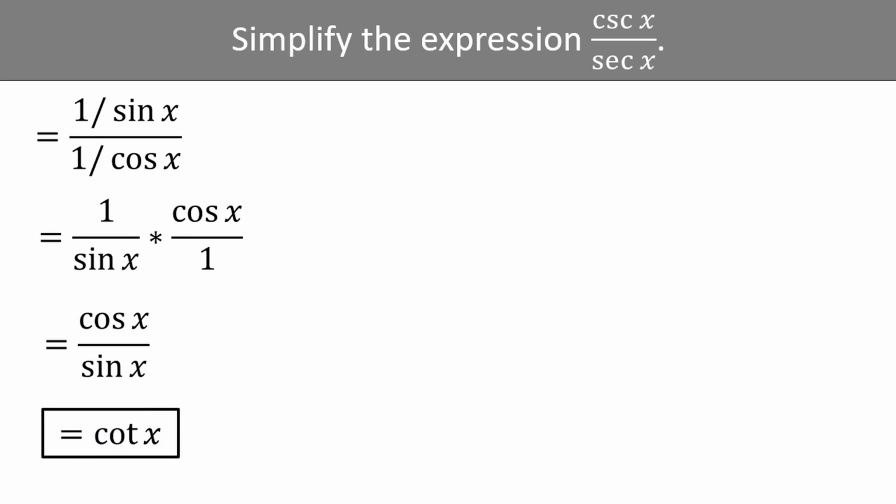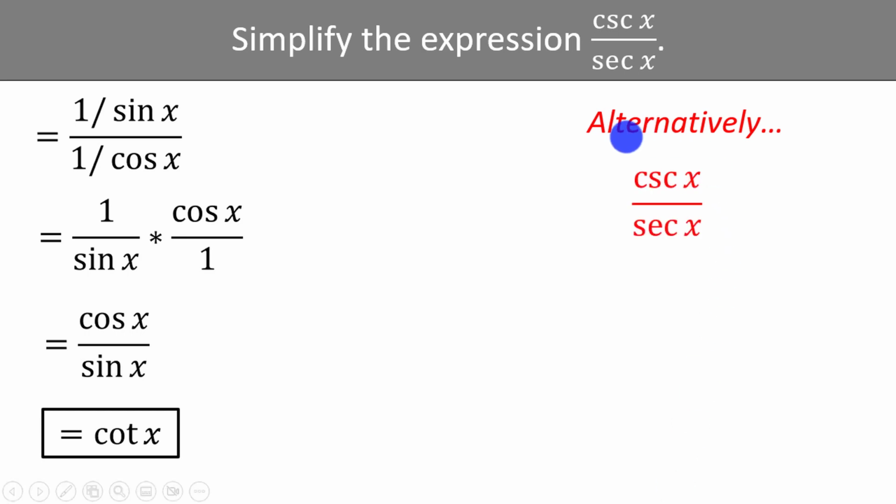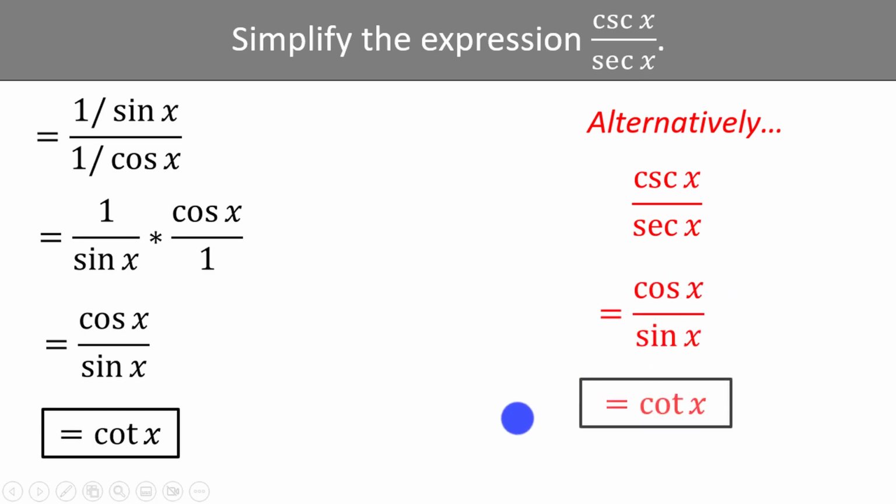Now, there is an alternative way that you could solve this problem that's a little bit more efficient. Whenever you have trigonometric functions that contain fractions, you can always convert to the corresponding reciprocal function by moving to the opposite side of the fraction. For example, cosecant could be converted to sine in the denominator, and secant could be converted to cosine in the numerator. So we can go straight from this step right to cosine over sine, which of course is the same thing as cotangent.